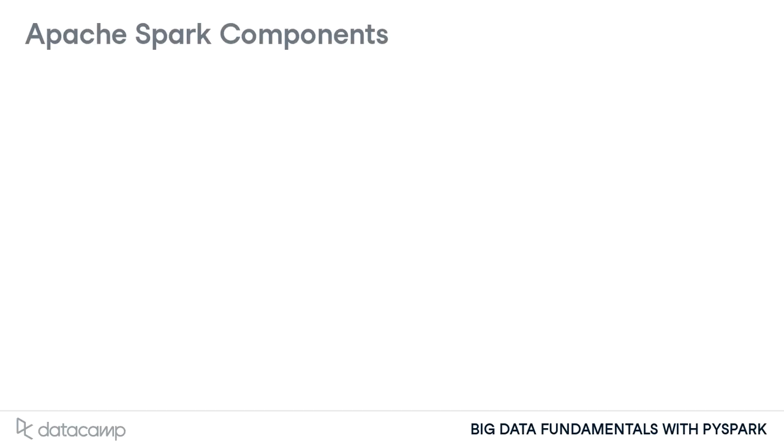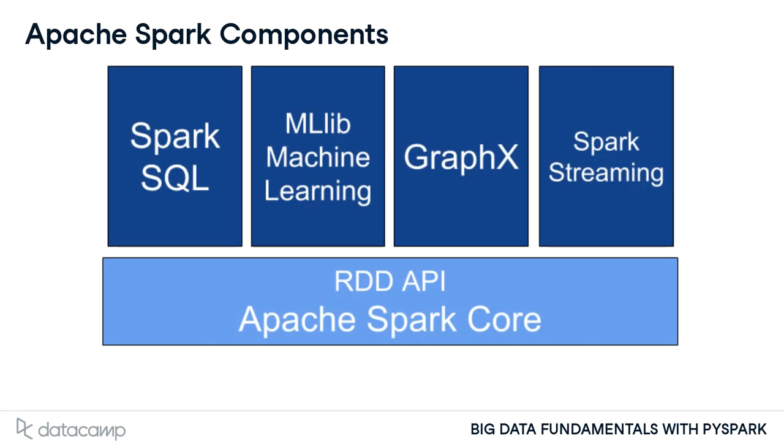Apache Spark is a powerful alternative to Hadoop MapReduce, with rich features like machine learning, real-time stream processing, and graph computations. At the center of the ecosystem is the Spark core, which contains the basic functionality of Spark. The rest of Spark's libraries are built on top of it.